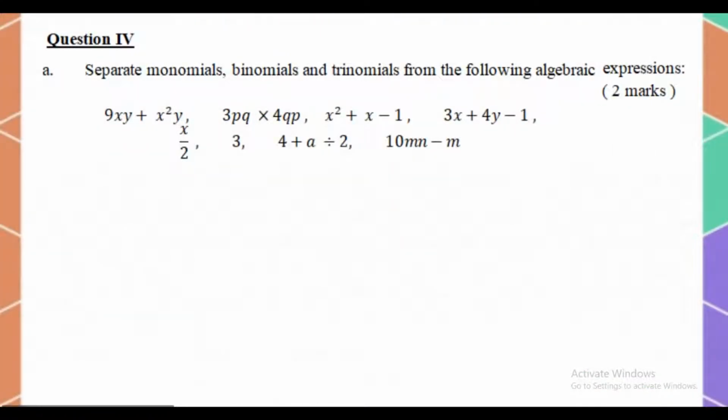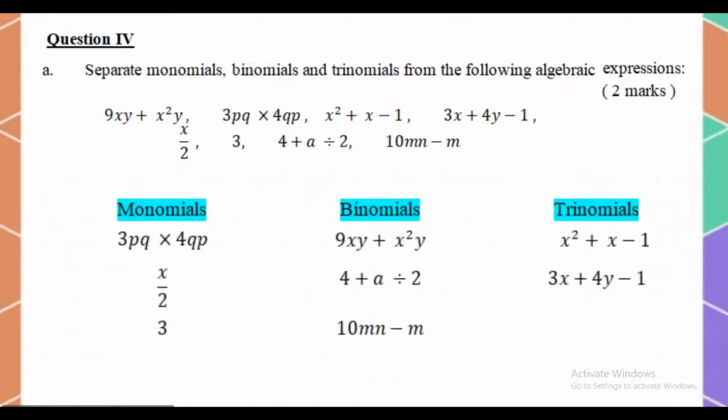Next question is, separate monomials, binomials, trinomials from the following algebraic expressions. The algebraic expressions are given there. We can separate monomial, binomial and trinomial like this. So, what is a monomial actually? Monomial means an algebraic expression that carries only one term. If there are 2 terms, we call it a binomial. If there are 3 terms, we call it a trinomial.